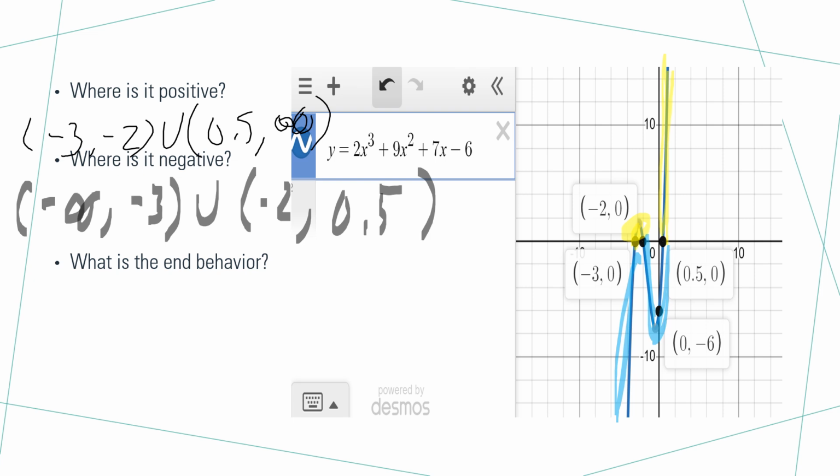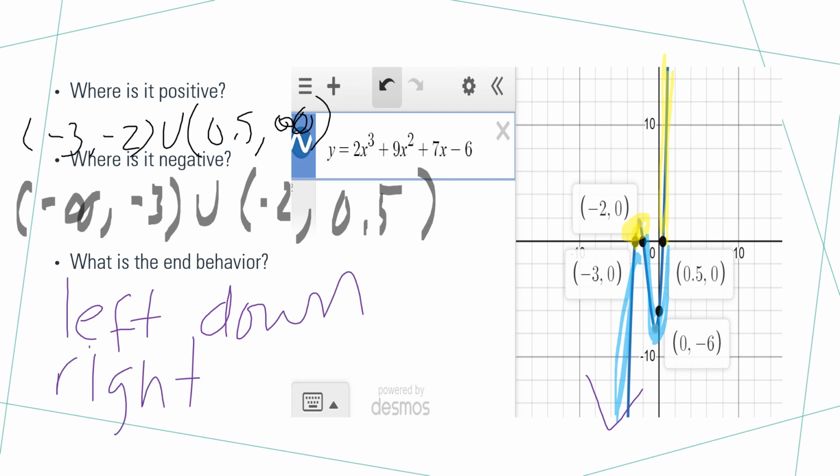All right. So there we go. That's where it's negative. And then what is the end behavior? For your end behavior for this course, it is simply enough to say the left side of it is pointing down and the right side is pointing up. Okay, and you do want to indicate which side and then which direction it's pointing. So left, right, up, down.